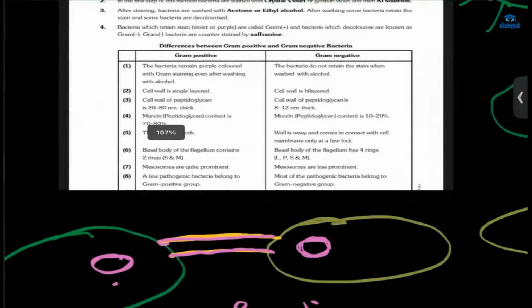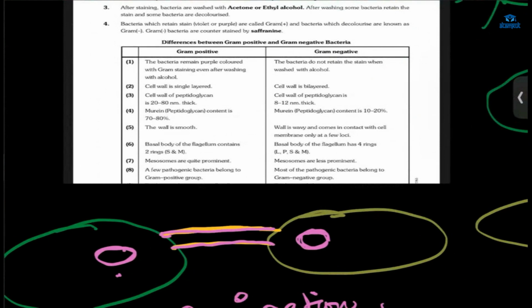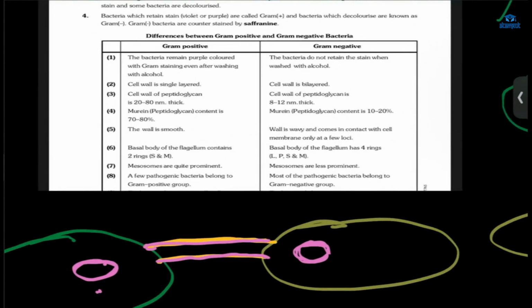Now, what is the difference between gram positive and gram negative? Gram positive bacteria remain purple after washing with alcohol. Gram negative bacteria do not retain the color when the stain is washed.